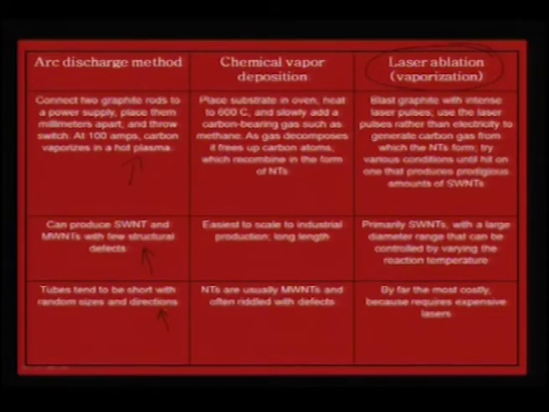Whereas in chemical vapor deposition you place a substrate in an oven, heat it to 100 degrees and slowly add a carbon bearing gas, usually acetylene. It frees up the carbon atoms, which combine into carbon nanotubes. It is the easiest way to scale up to industrial production, and the only problem with chemical vapor deposition is that it induces a lot of defects. And then there is the most sophisticated one, laser ablation, where you blast the graphite and try to trap the carbon that comes off under various conditions. Primarily this gives selective single wall carbon nanotubes, but the problem is it is more expensive and requires more sophisticated infrastructure. As a result, people usually prefer either arc discharge or chemical vapor deposition, which is much more versatile.